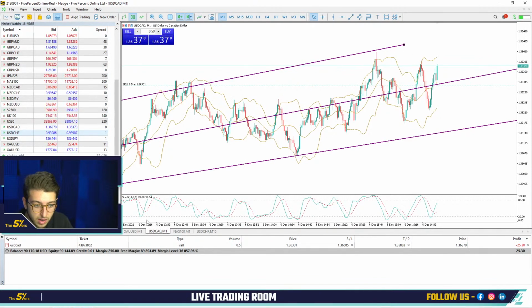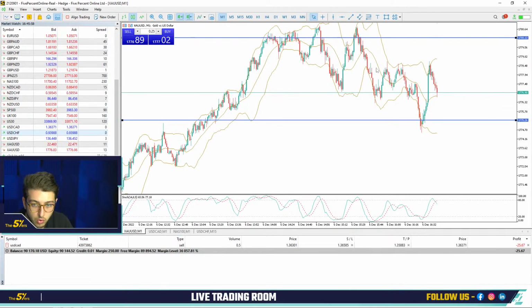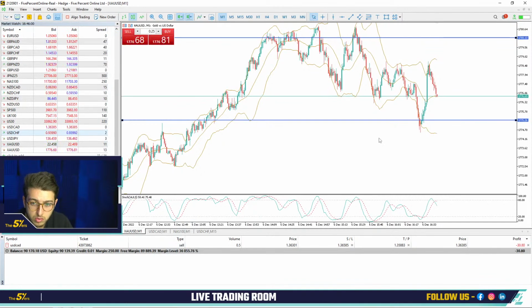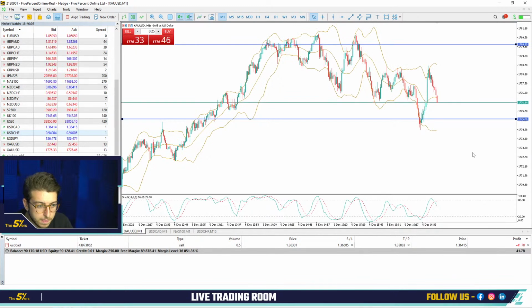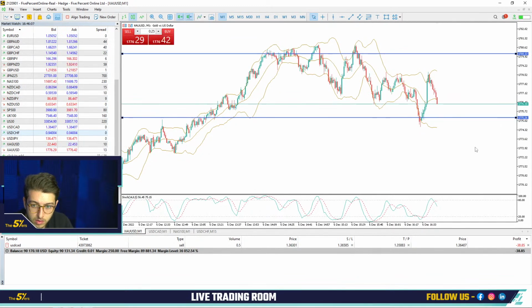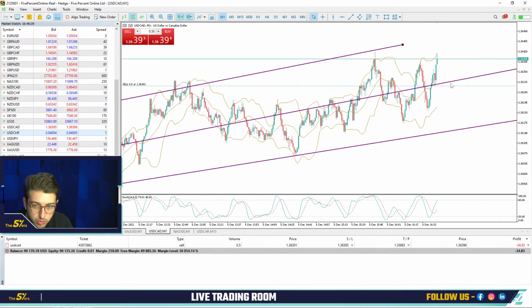Didn't break any high. Gold rejecting at the top here. Probably the US indices and gold moving together today. One winner, one loser. The dollar CAD still in, probably starting to break. It can happen.